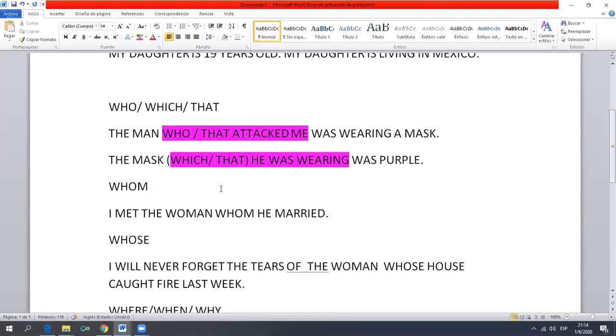Then there are other words such as whom, which is more formal, and you can use whom when it is an object, like in my example here. I met the woman whom he married. This comes from: I met the woman, he married the woman. So he married whom. Can you see that whom is the object to the verb marry?